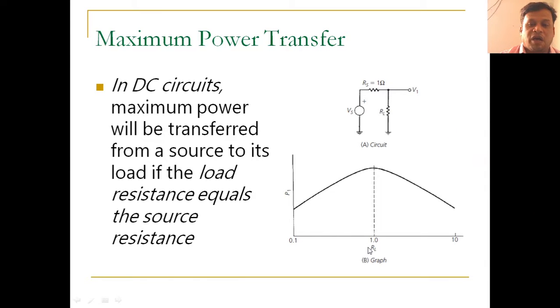P1 is the normal power and this is the RL resistance graph and power graph. On the Y-axis is power and on the x-axis is load resistance. Now as the load resistance increases starting from 0.1, the power increases, reaching a maximum value at 1, and then coming back down toward 10. So we see that the maximum power transfer has occurred at RL equal to RS.